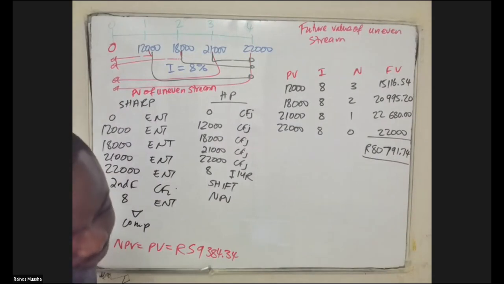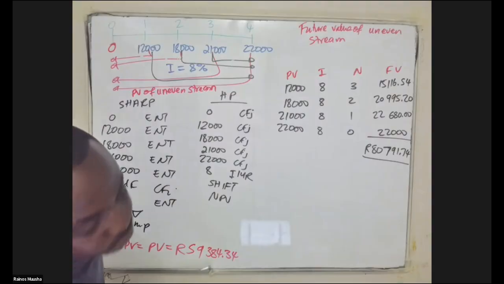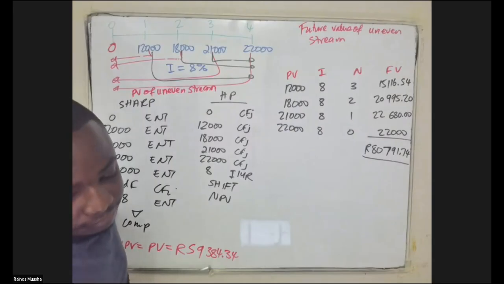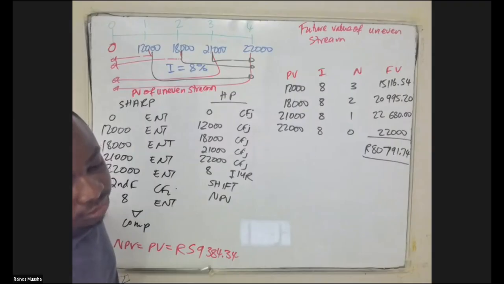So if you're compounding, if you're going to be looking for the future value of an uneven stream of cash flows, this is how you're going to be able to find the future value there. Are we together? Any questions? Anyone lost?